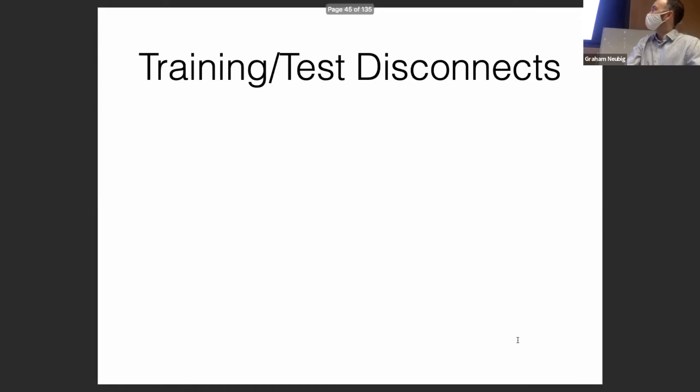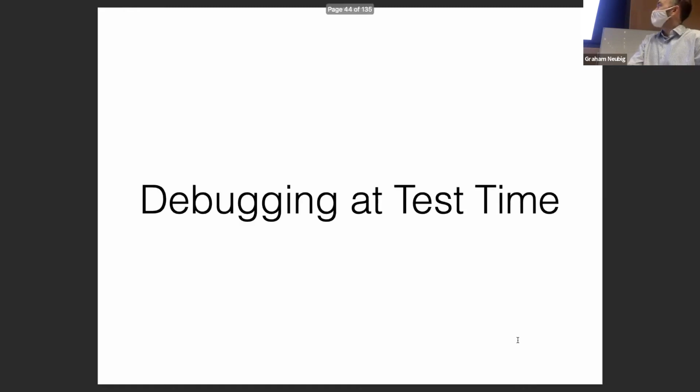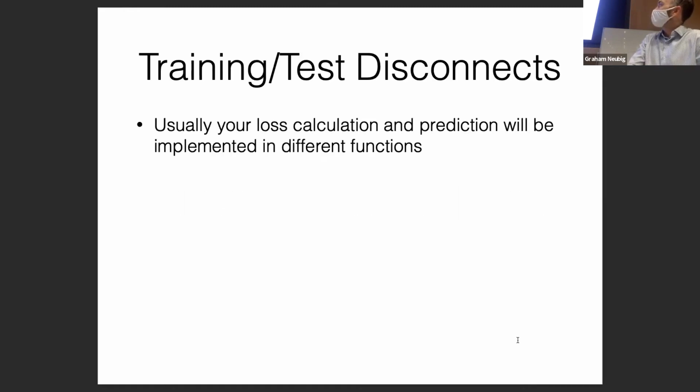Debugging at test time. One major source of problems can be training and test time disconnects. Very often, your loss calculation and prediction functions will be implemented in different functions. This is particularly the case for something like sequence prediction, sequence generation, machine translation, summarization, whatever.